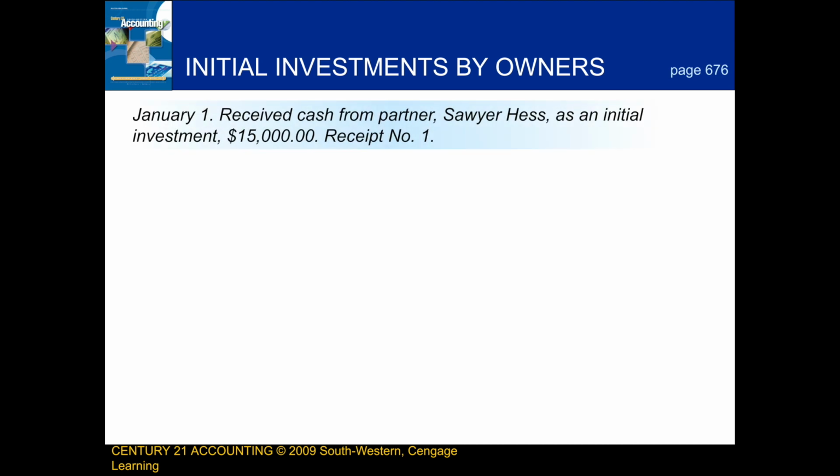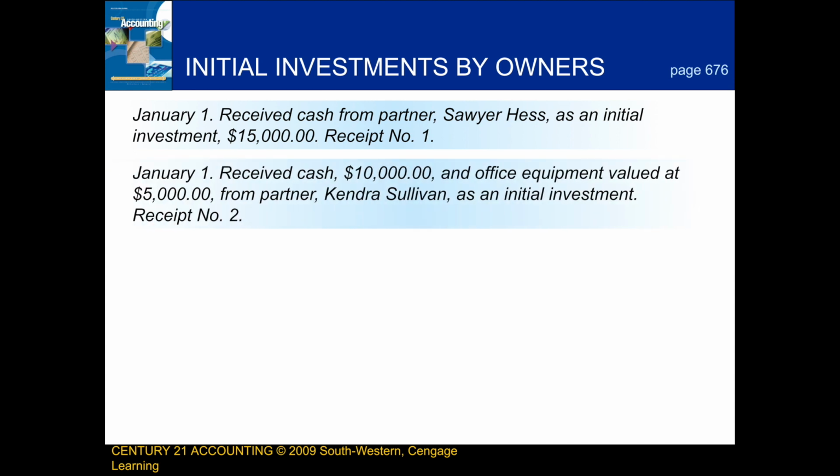All right, next we're going to be talking about journalizing initial investments by owners. The first transaction reads, on January 1st, received cash from partner Sawyer Hess as an initial investment, $15,000, receipt number 1. The second transaction reads, also on January 1st, received cash $10,000 and office equipment valued at $5,000 from partner Kendra Sullivan as an initial investment, receipt number 2.